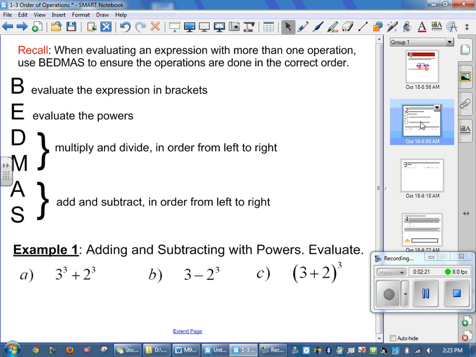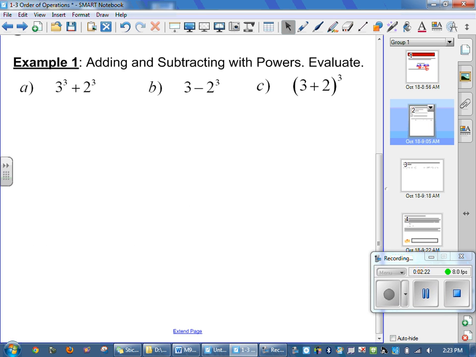We're going to do these examples together. So on the bottom of your page, we have 3 cubed plus 2 cubed. Now, if we use the BEDMAS rules, are there brackets I have to worry about? No. Do I have exponents? Yes. So that means I do exponents next, which means I solve them. I have to solve the exponents here, solve the exponents there.